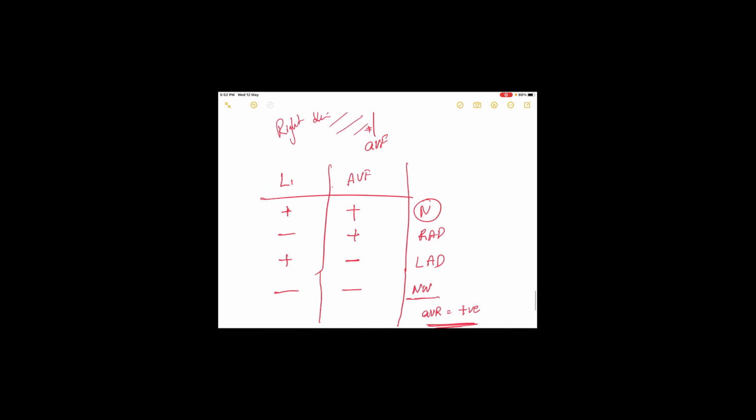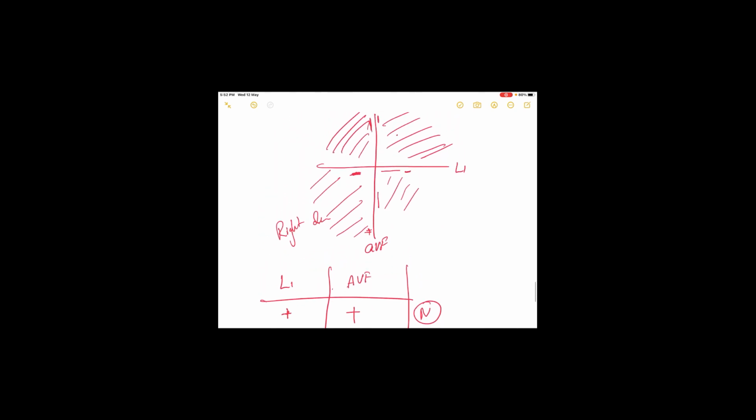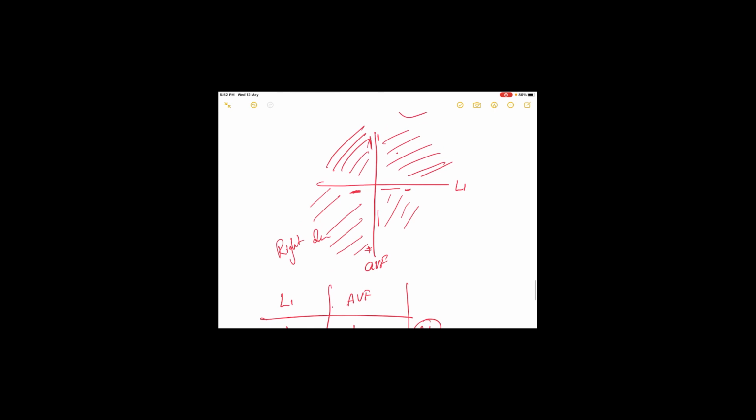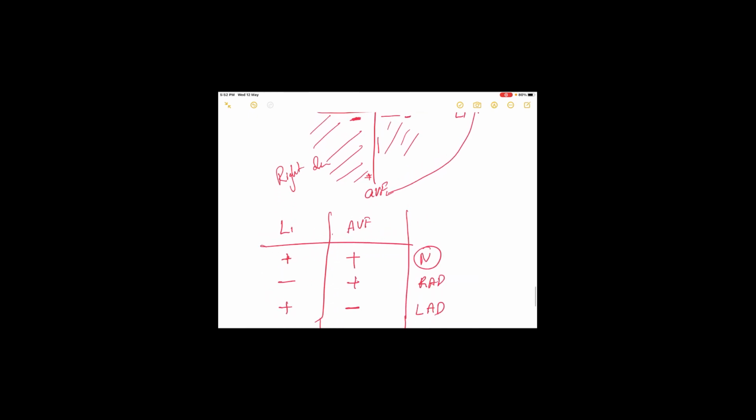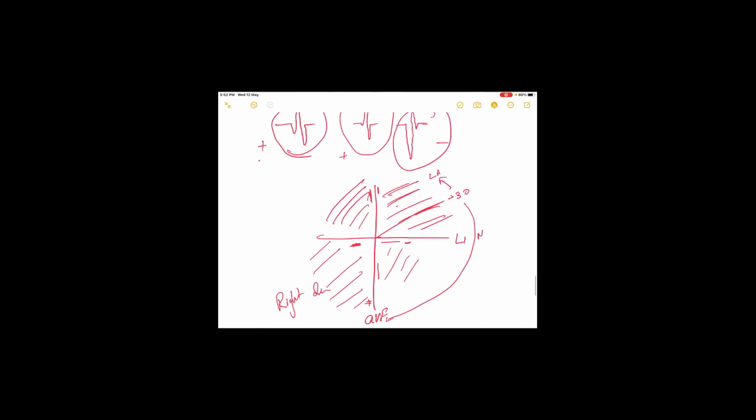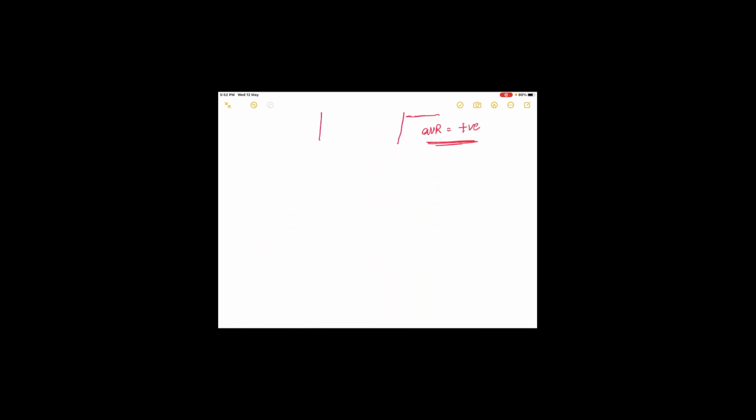Now while solving MCQs, the problem comes when the normal axis overlaps with left axis deviation, because as I told, from minus 30 to 90 it is normal axis, whereas away from minus 30 it is left axis deviation. For example here, it is involving this quadrant. So now the confusion is whether this is normal axis or left axis. In such a condition, we have to follow a rule, as there is overlapping of normal axis and left axis deviation.